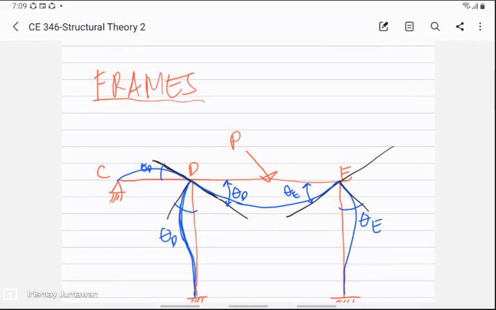I don't have much time now, so I have to discuss frames. And in the analysis of frames, we will analyze this with side sway or without side sway.